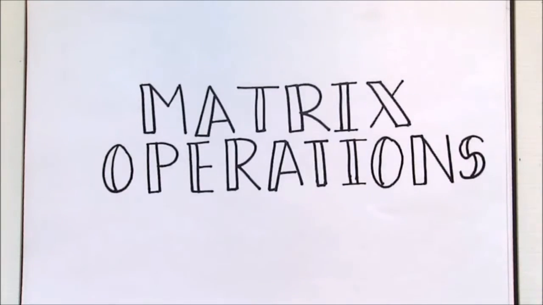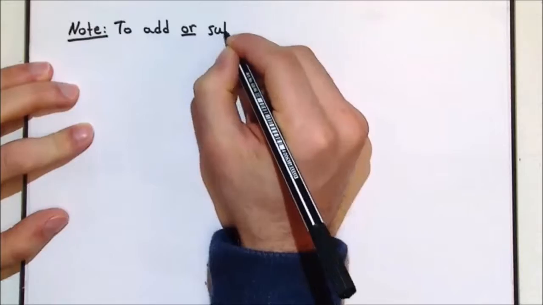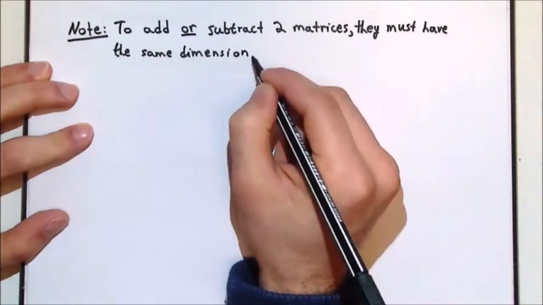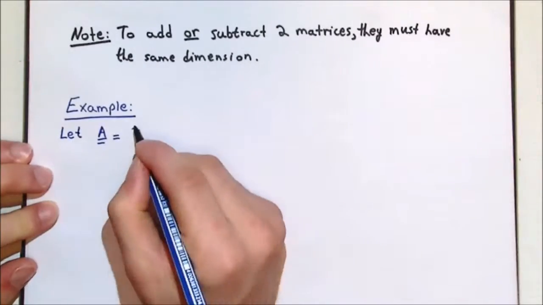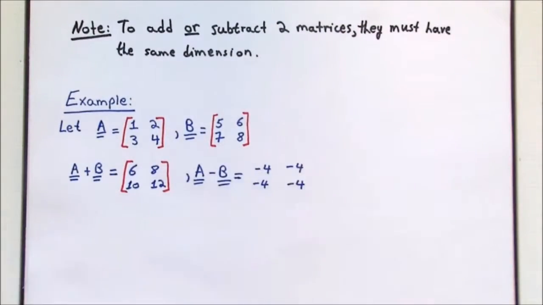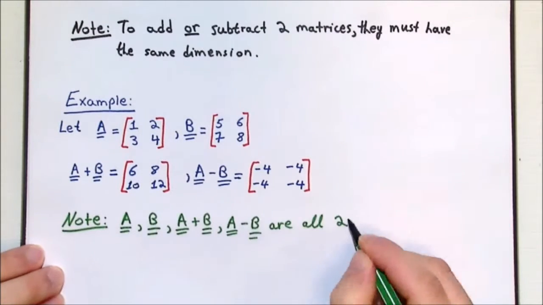Now we've got the basics down, let's move on to actually doing stuff with matrices. To add and subtract matrices, they must have the same dimension, which is a fancy way of saying they must have the same number of rows and columns as each other. Addition and subtraction work exactly how you'd expect. Simply add or subtract the values in the same positions in the other matrix.